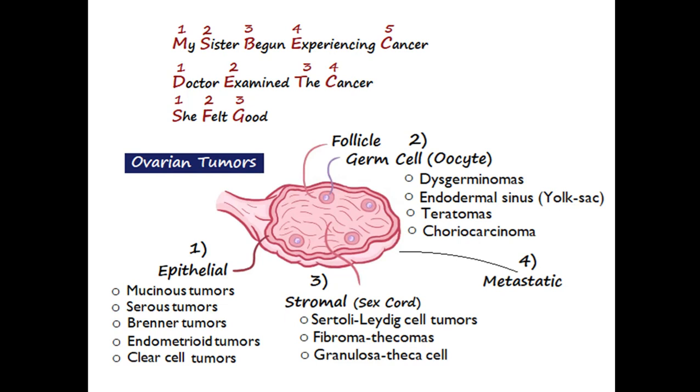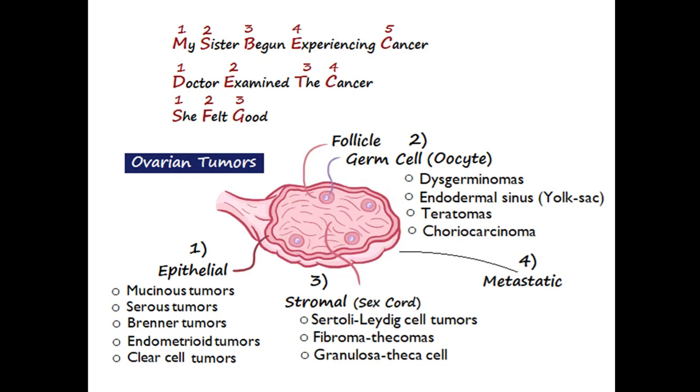Now today we will use the second sentence, and that is the doctor examined the cancer. So Dr. D, this is dysgerminoma. E, endodermal sinus yolk sac tumors. T, teratomas. And C, for choriocarcinoma.